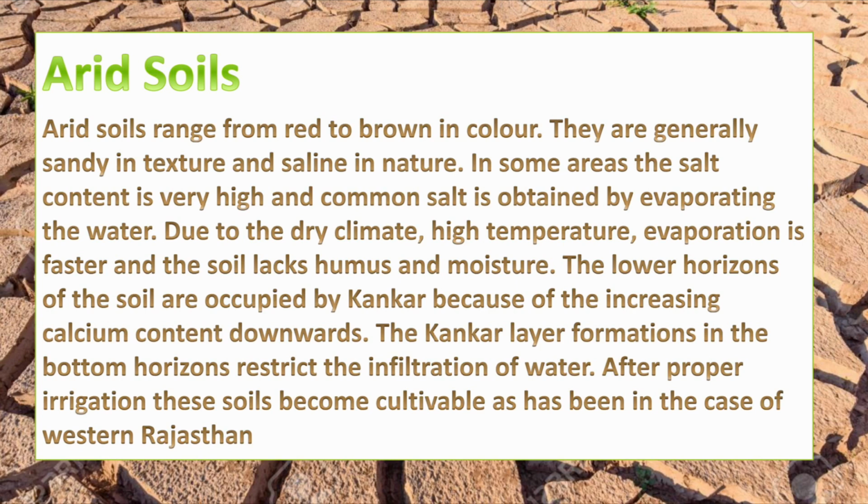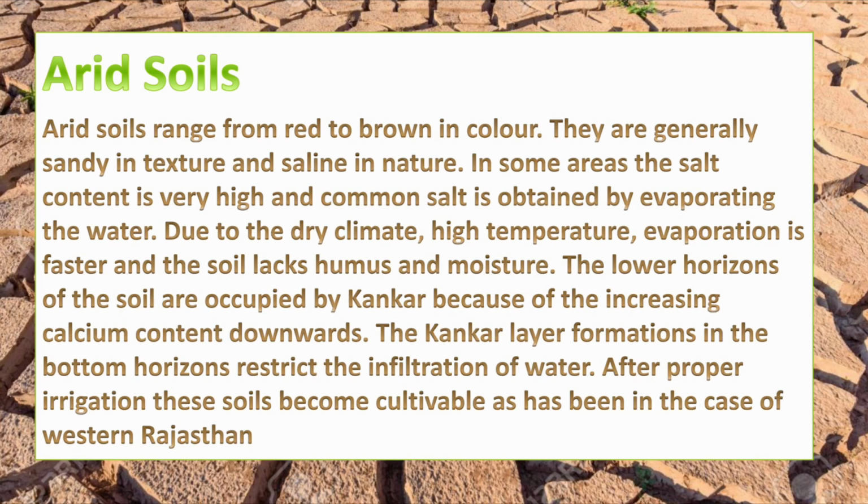Arid soils. Arid soils range from red to brown in color. They are generally sandy in texture and saline in nature. In some areas, the salt content is very high and common salt is obtained by evaporating the water. Due to the dry climate and high temperature, evaporation is faster and the soil lacks humus and moisture.